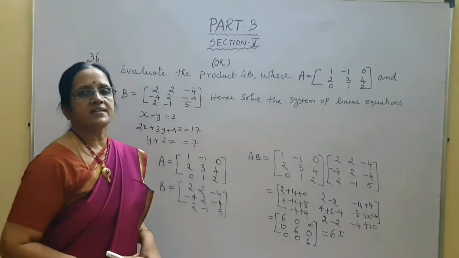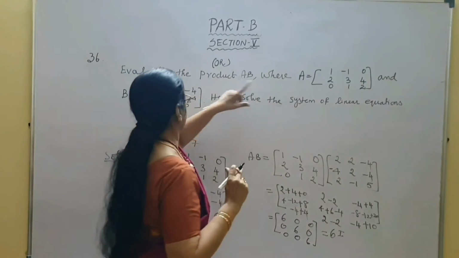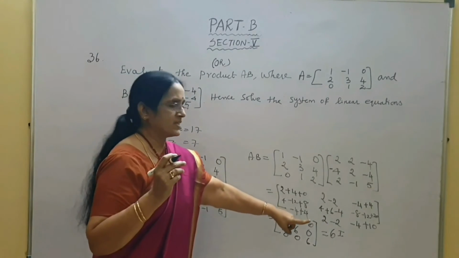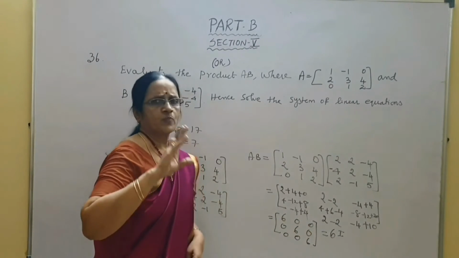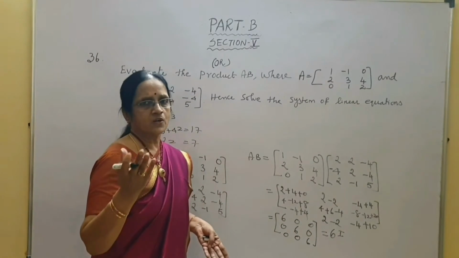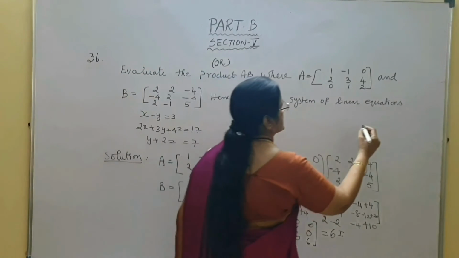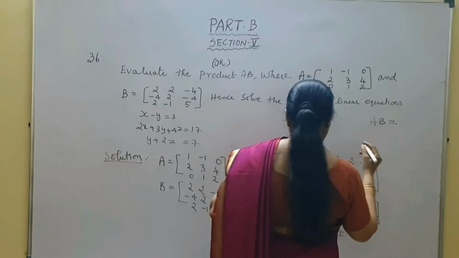Where I is the identity matrix of order 3 because the given matrix A and B both are of order 3. So I also will be of the same order. So I can write this as 6I, that is 6 into 1 0 0, 0 1 0, 0 0 1. So what I am getting here is the product AB, I am getting it as 6I.